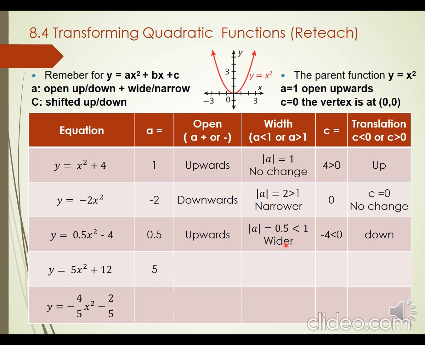For this one, 5 is positive, so it opens upwards. It's greater than 1, so it's narrow. And the C is 12, greater than 0, so it's going to be shifted up.